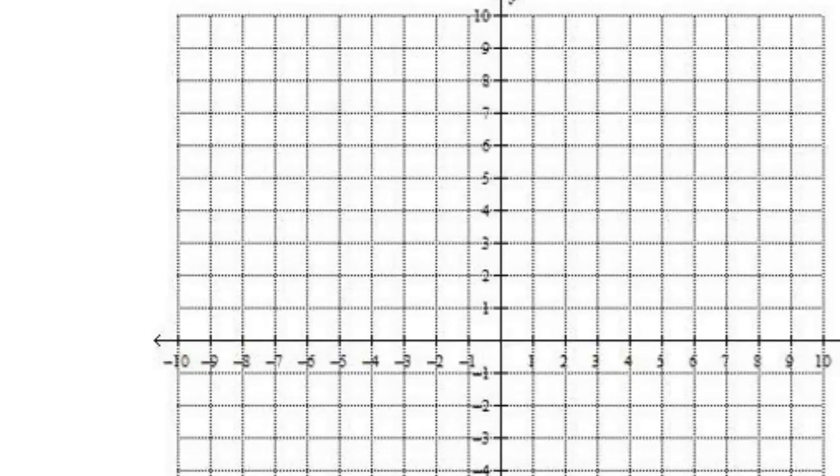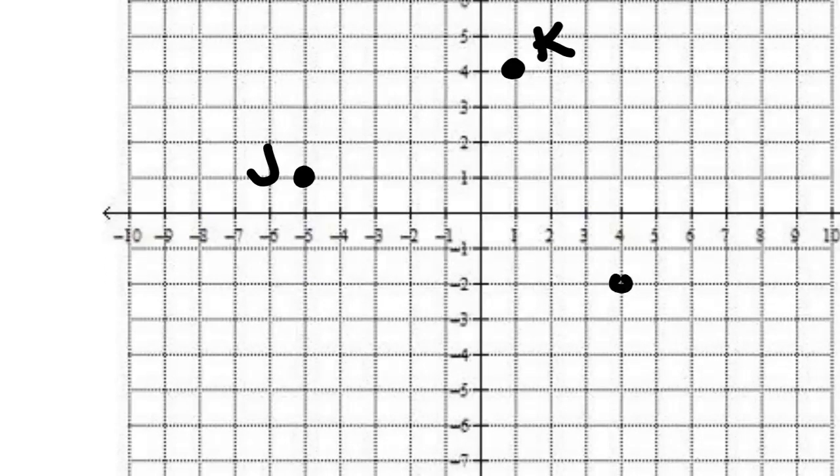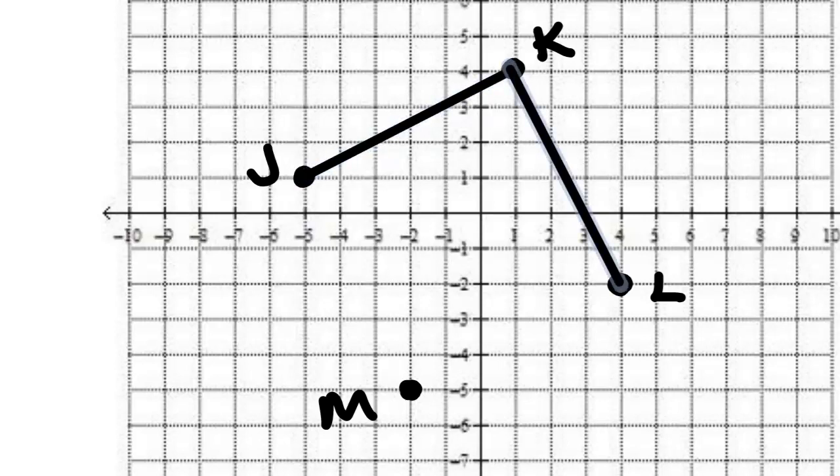J is negative 5, 1. K is 1, 4. L is 4, negative 2. And M is negative 2, negative 5. And then we will connect those 4 points together.